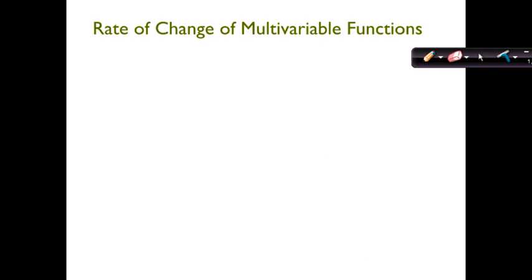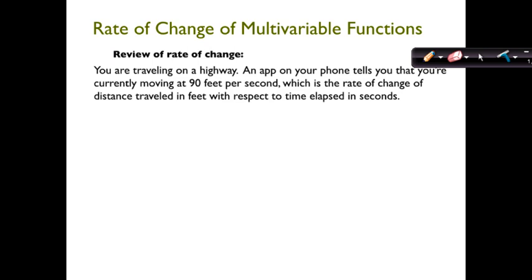So now we're going to get to the calculus of multivariable functions. We'll start with rate of change, right? Rate of change of multivariable functions. So let's just review rate of change in general. The meaning of rate of change. So you're traveling on a highway and an app on your phone tells you you're currently moving at 90 feet per second. What is 90 feet per second? That's the rate of change of distance traveled in feet with respect to time elapsed in seconds.